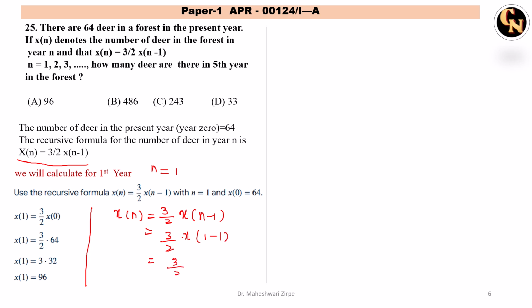So it will be 3 by 2 x of 0th year, and x of 0th is 64, correct? So it will be 3 by 2 into 64 and it comes out to be 96. I've shown the calculations here, only to make you understand how it has been done. So in the first year, that is when n is equal to 1, there are 96 deer in the forest. Now similarly we have to find for the second year.